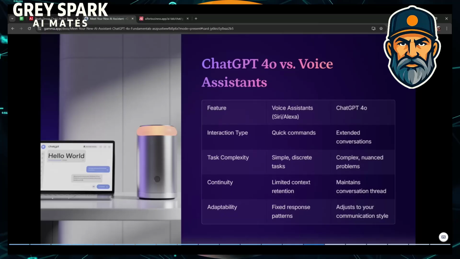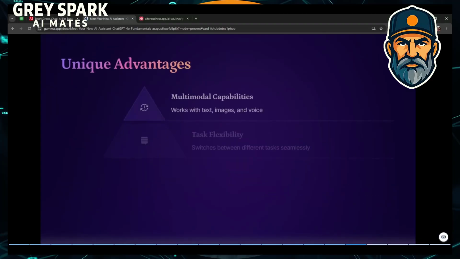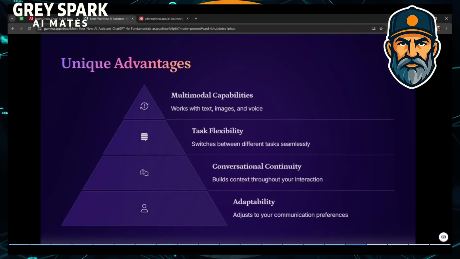And lastly, another comparison: specialized tools like Grammarly focus on specific tasks, like grammar and style correction, while ChatGPT can perform grammar correction, but also help with content creation, restructuring, tone adjustment, and creative brainstorming, all in the same conversation. So there's a bit of a comparison to other software out there, just so you can understand what the difference is.